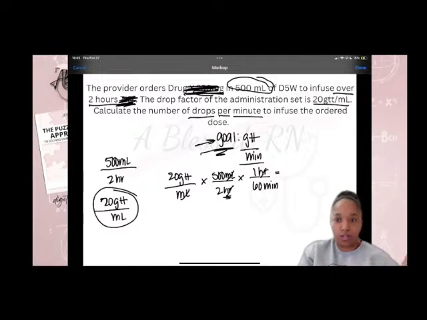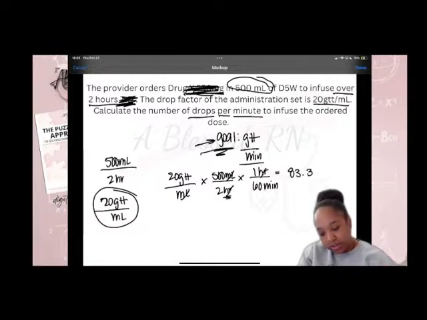Then you just do the division, okay? So we've got 20 times 500 divided by 2 divided by 60 equals 83.333333. And I've never seen a third of a drop. So you have to convert to a whole number. So what would our answer be?